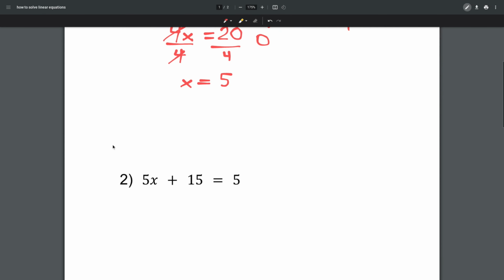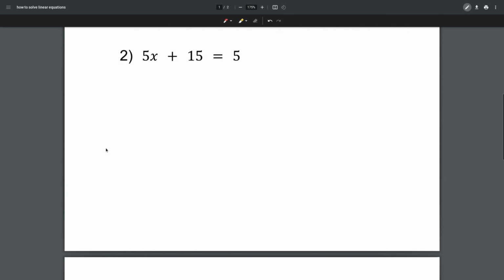Okay, so let's look at problem number 2. So what you should do at this moment, if you're practicing along, is pause the video and smash the like button and then go ahead and solve. Okay, so we've got 5x plus 15 equals 5. So first off, I want to get one side equal to 0. Well, actually, I really don't need to do that, but let's do that. So I'm going to subtract 5 from both sides. And I'll show you another way I could do this. So we get 5x plus 10 equals 0.